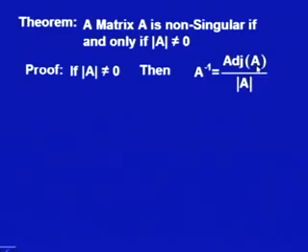Adjoint A is a matrix of cofactors. Determinant A is not 0, so we can divide by determinant A, and in the earlier theorem we have proved that A inverse is given by this result. So, if determinant A is not 0, then A inverse exists and the matrix is non-singular.